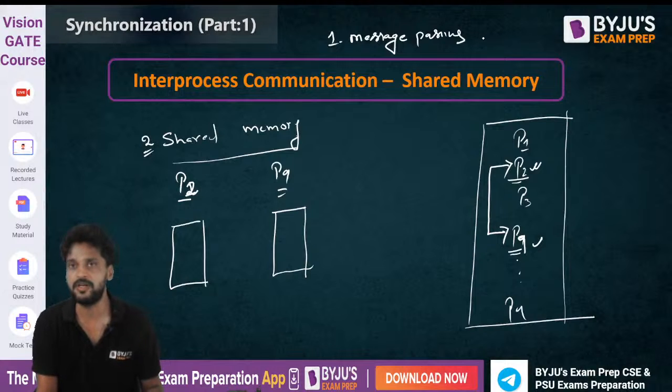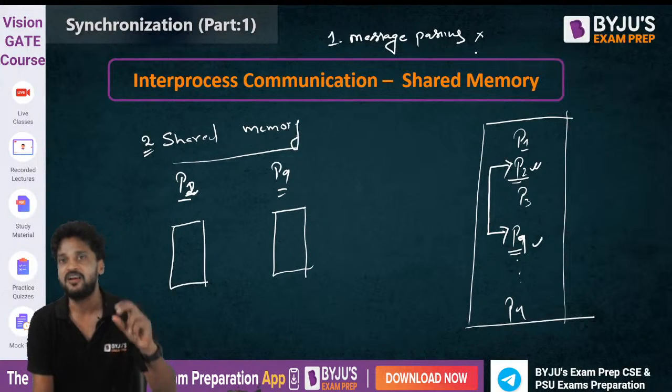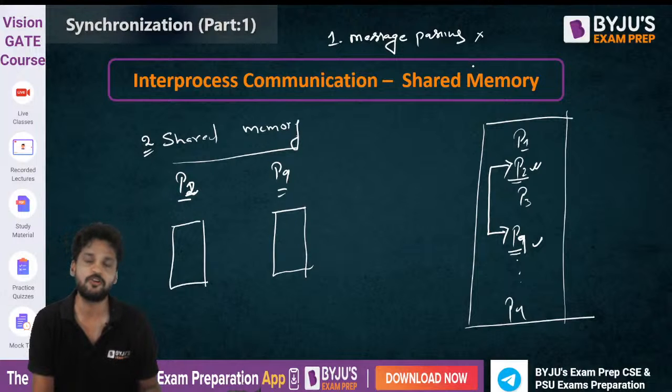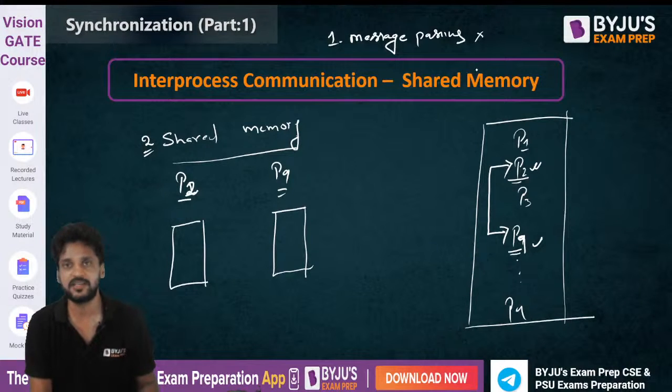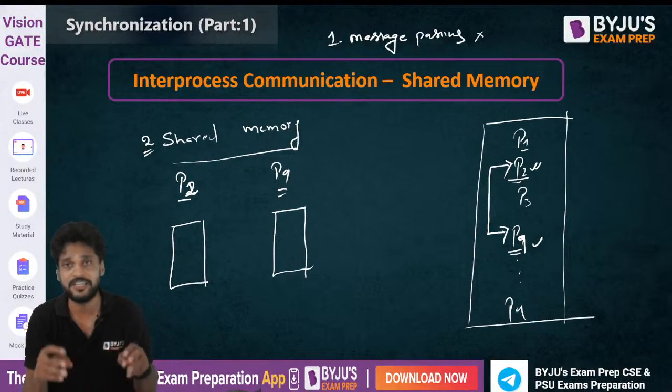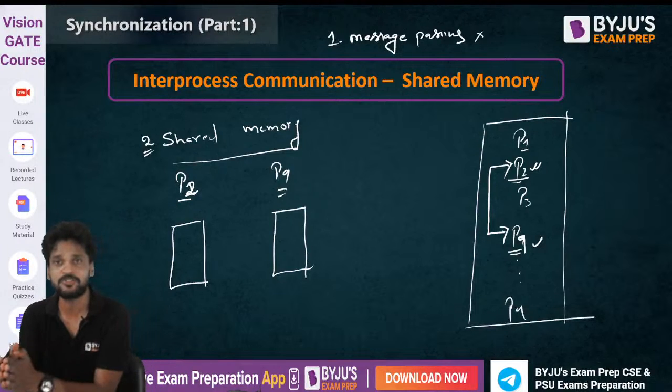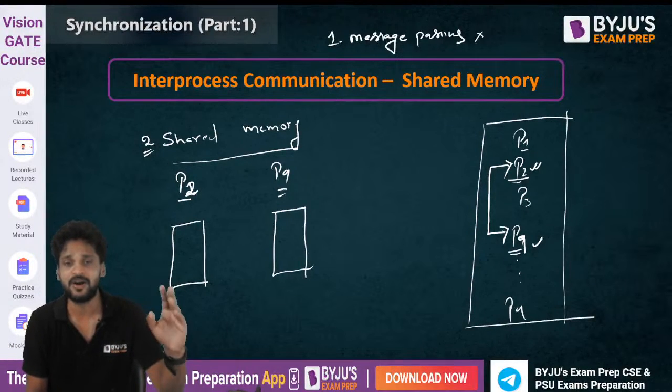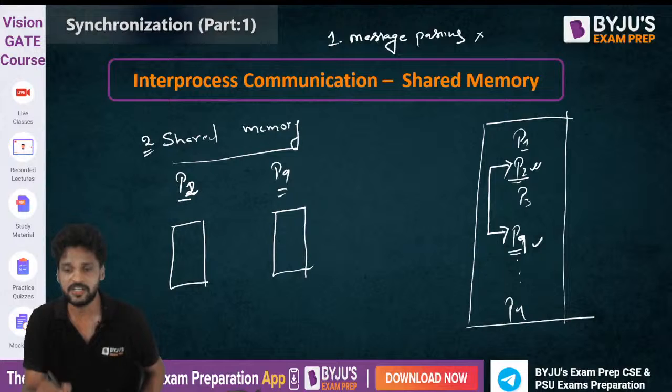We're not going to discuss message passing right now, because message passing is a superficial method of communication. There are many drawbacks of message passing, but in this session we are going to talk about shared memory, which is an effective communication medium. At the same time, the operating system also needs to make sure that these processes are synchronized in some manner. So let us understand this.